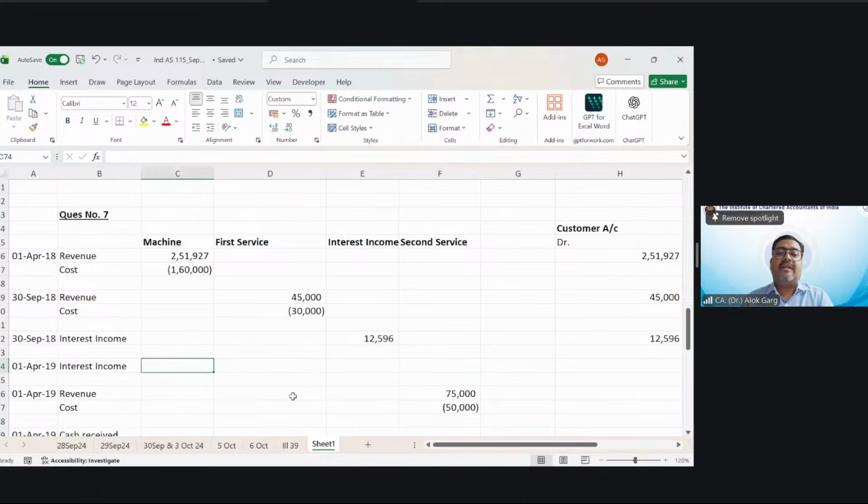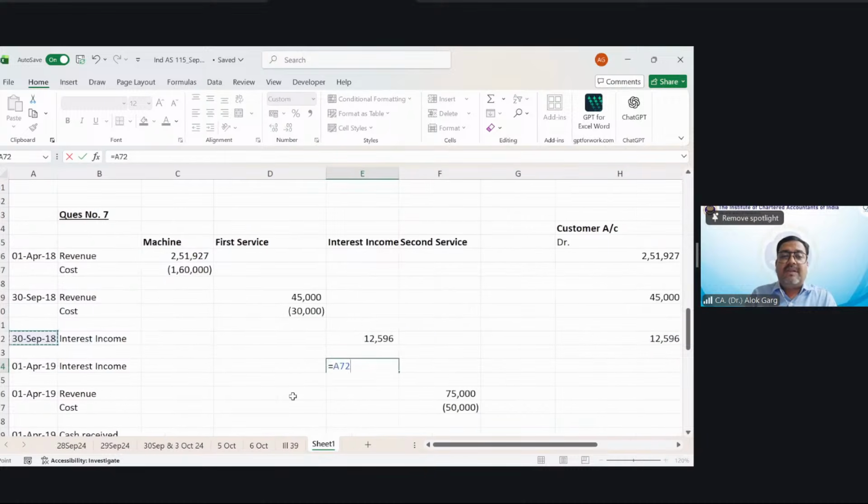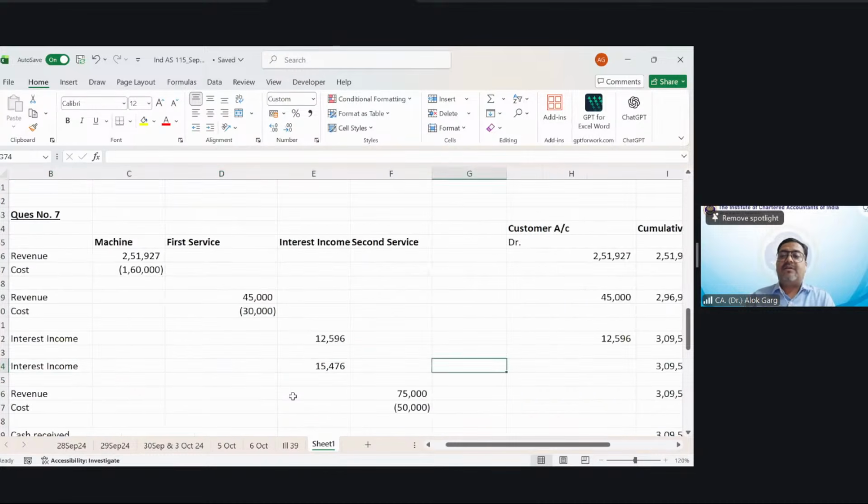Before that, we have to recognize interest income also. What is the interest income on 1st April 19? Whatever was the outstanding balance on 30th September 2018, multiply that by 5%. Right. And what is the accounting entry? Customer account debit to interest income. And here, customer account debit to revenue.